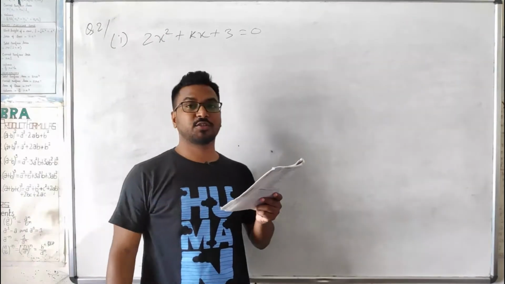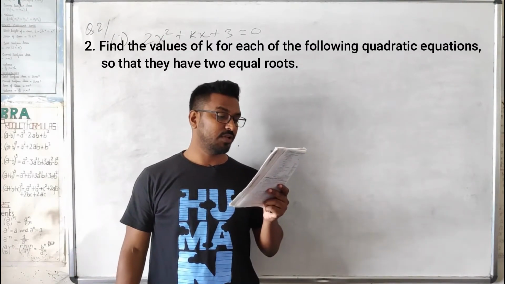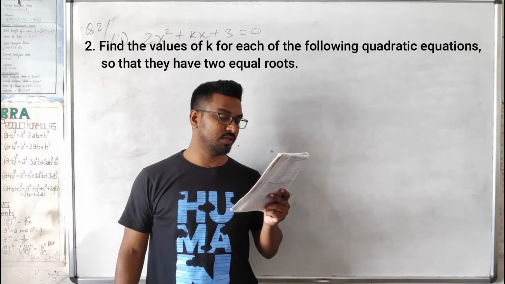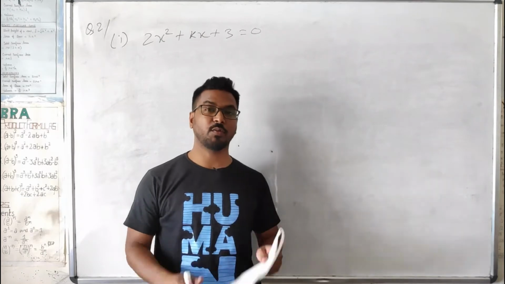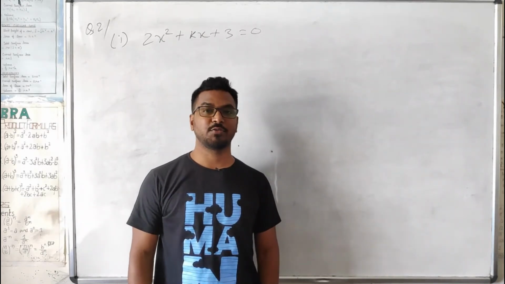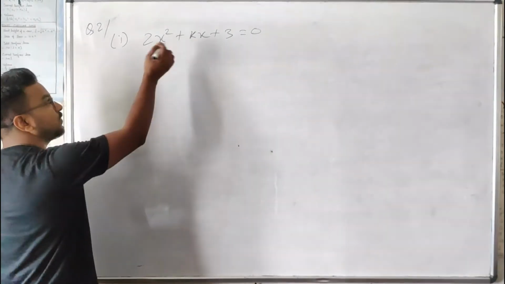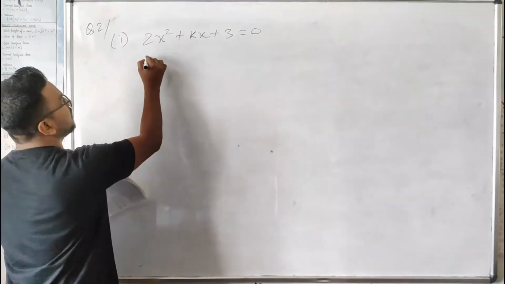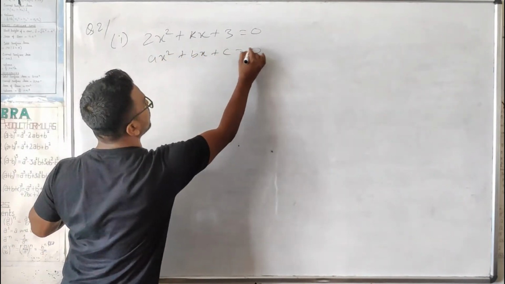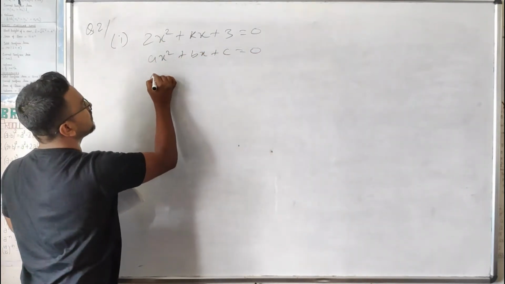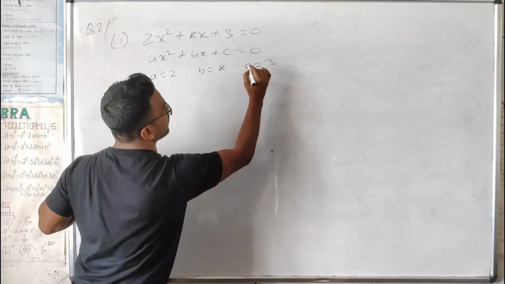Moving to the next question, question number 2. Here it is given: find the value of k for each of the following quadratic equations so that they have two equal roots. For equal roots, what was the formula? B square minus 4ac equals to 0. First we have to find what is a, b, and c. If you compare with ax square plus bx plus c equals to 0, instead of a it is 2, instead of b it is k, and instead of c it is 3.